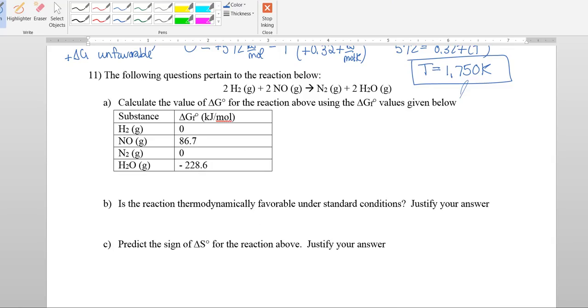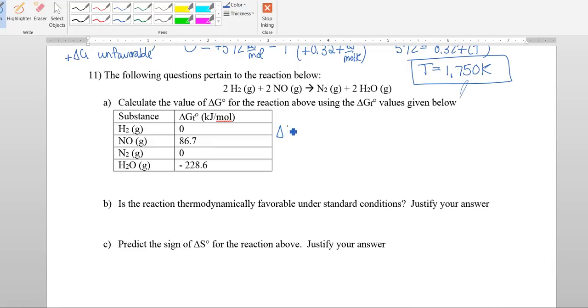Notice that if a substance is already in its elemental state, like hydrogen gas or nitrogen gas, the G of formation is 0, because the delta G of formation is defined similarly to the heat of formation. It is the change in free energy associated with forming 1 mole of something from its substances in their standard states. So if it's already in its standard state, its delta G is 0.